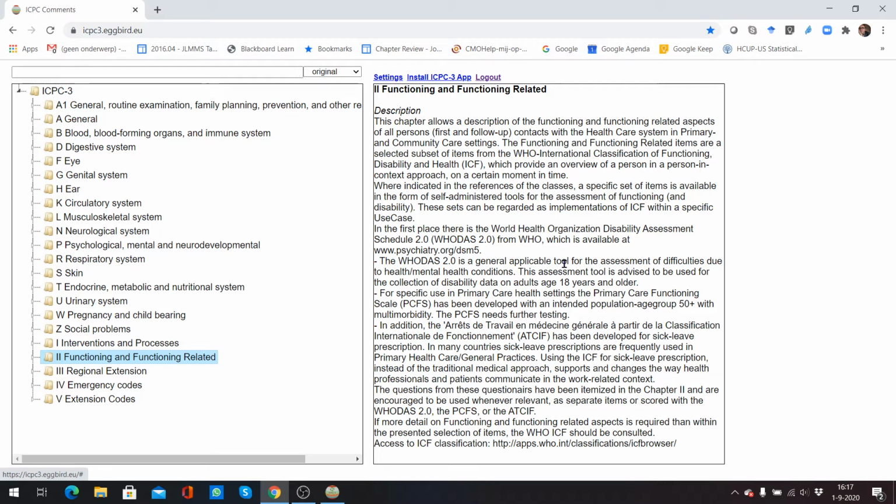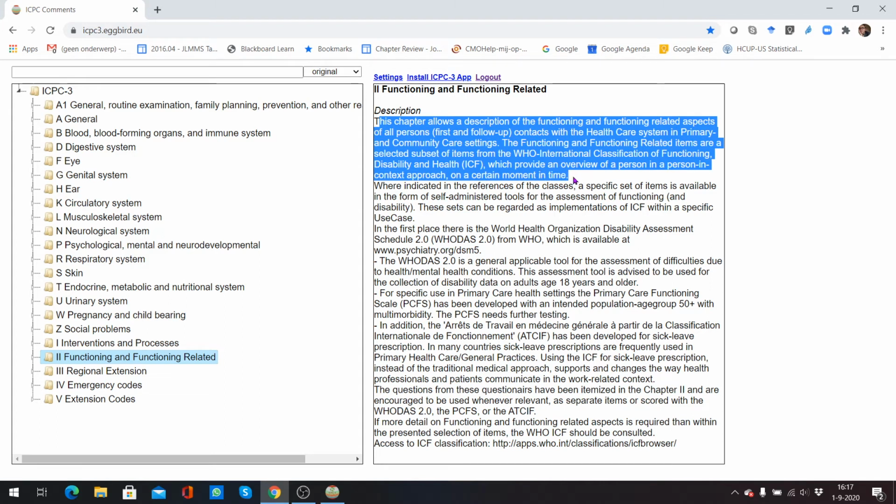But first, how did we come to the choice of the classes in this chapter? The choice of these items is based on three pillars. The first pillar, a selection of classes from the WHO International Classification of Functioning, Disability and Health. The classes selected for primary care give an overview of what a person can do or cannot do, taking into account his or her context at a certain point in time.